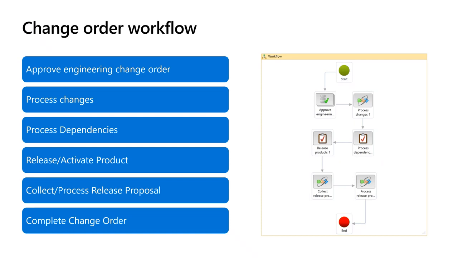And the last step we have in the workflow is complete the change order. This step will basically mark the change order as complete so that nobody can make any changes to the change order and we can finalize our change order. You will get to understand more about these approval steps and automation steps in our demo today.